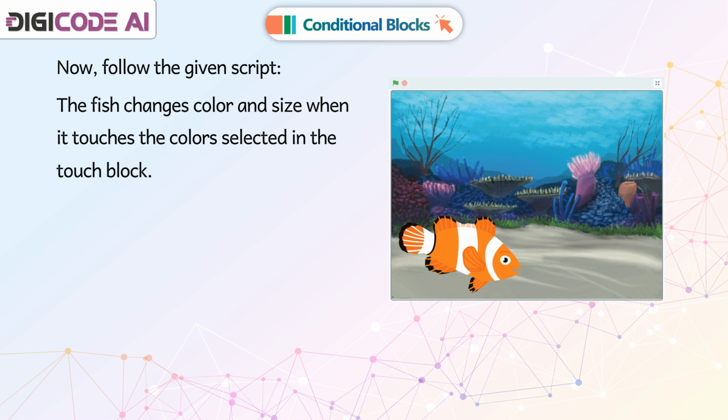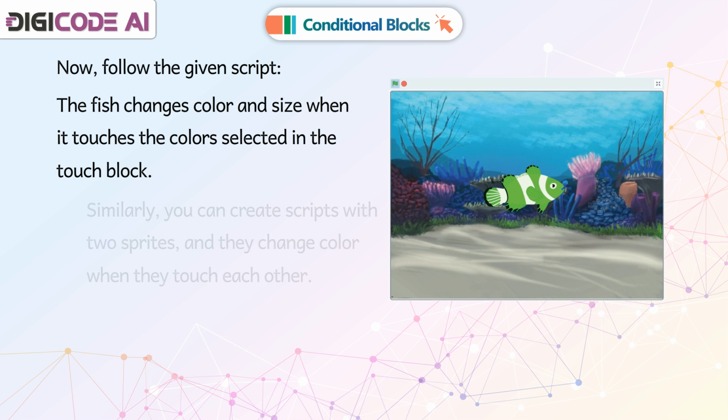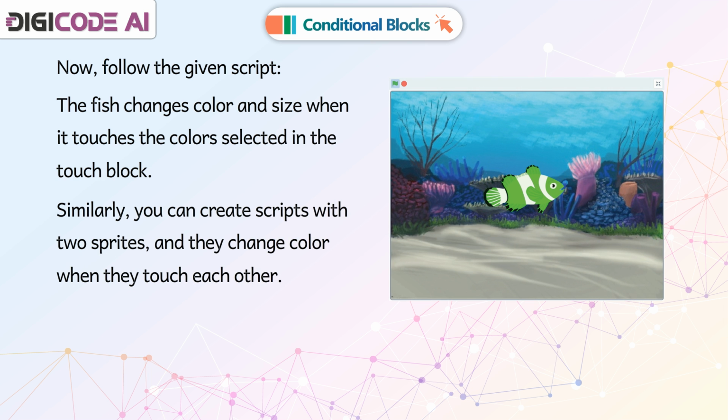The fish changes color and size when it touches the colors selected in the touch block. Similarly, you can create scripts with two sprites and they change color when they touch each other.